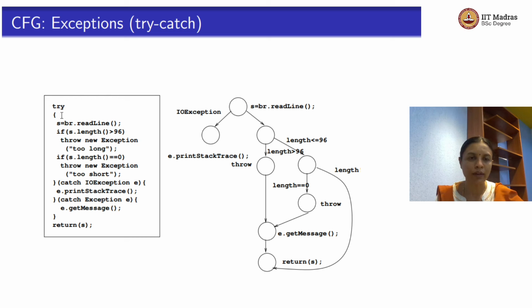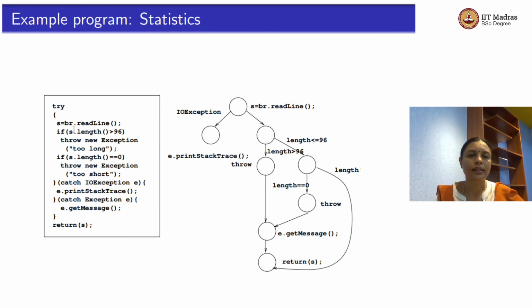On the left, you have a code fragment which shows how to do exception handling using try-catch statements. And on the right, it's a CFG. So let's see what it says. It says you read something, and if you read too much, that is, if it's greater than 96, then you throw an exception by printing the string too long. If you read too little, then you throw an exception by printing the string too short. Otherwise, you do this print stack trace and do what you want. So the CFG on the right basically does that.